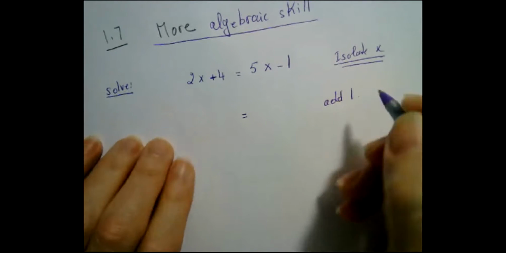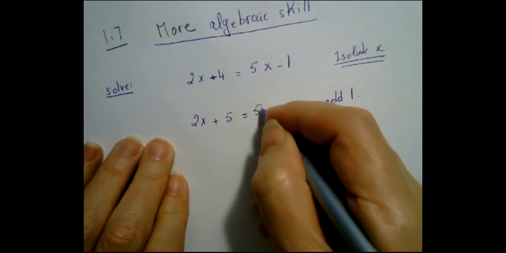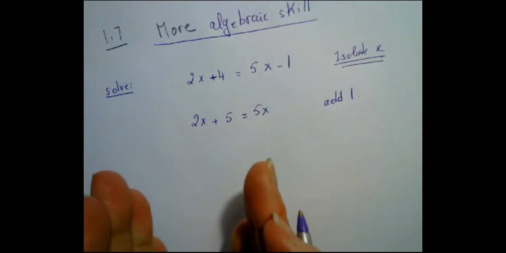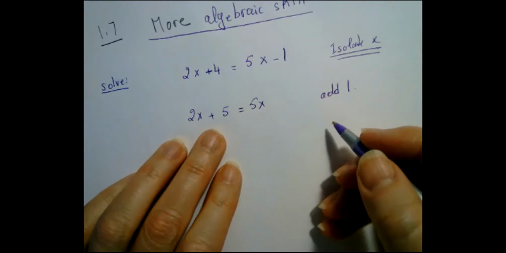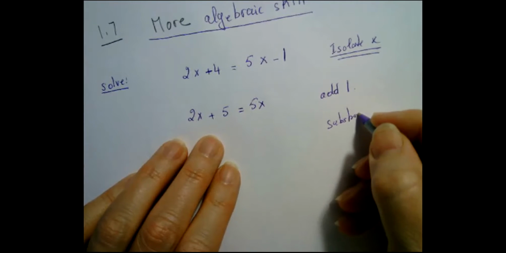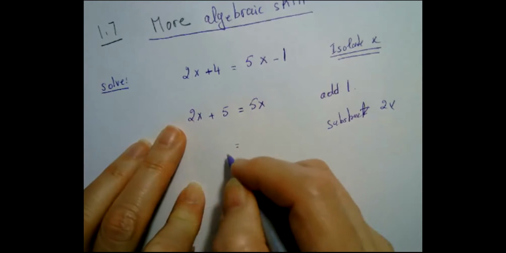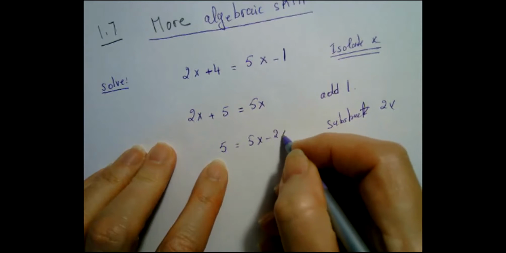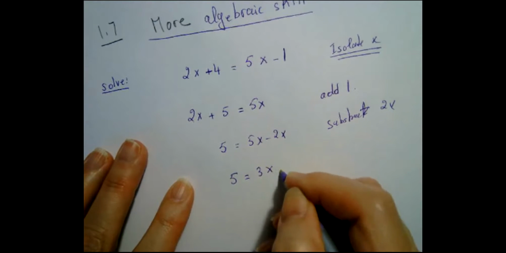Okay, so it's going to give me 2x plus 5, and if I add 1 on the other side, I'll get 5x. Still, I want to isolate the x. So what do you want me to do next? Minus 2x on each side. Okay, subtract 2x. I take away 2x here, I will be left with 5, and I take the 2x from here. So now this will give me 5 equals 3x.